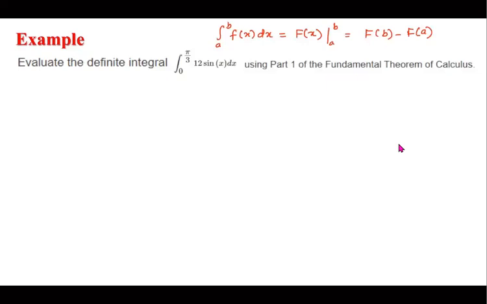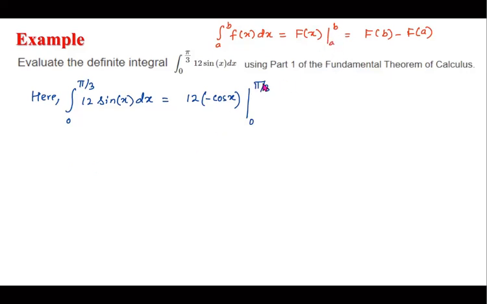Okay, let's see. So here we have the integral from 0 up to pi over 3 of 12 sine x dx, which is equal to, 12 is a constant, so you can write it as it is. And then the integration of sine x is negative cosine x, because the derivative of cosine is negative sine. So integration of sine will be negative cosine, which needs to be evaluated between 0 and pi over 3, as I have written here.